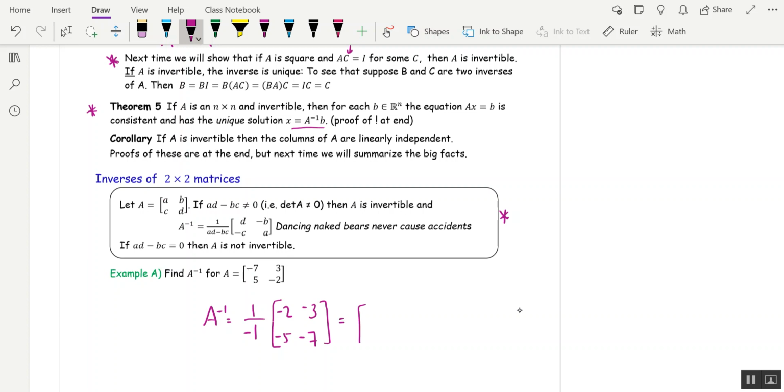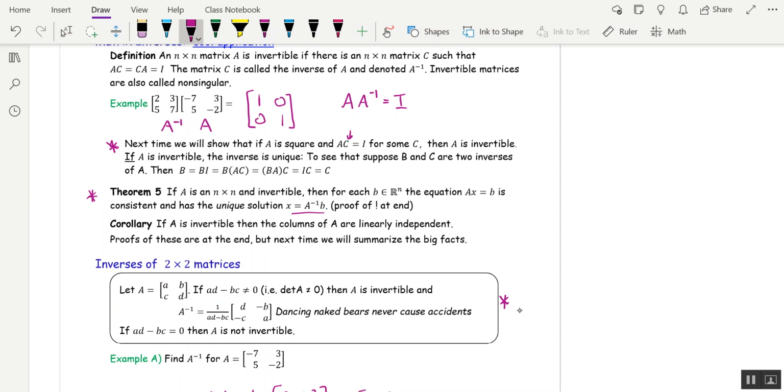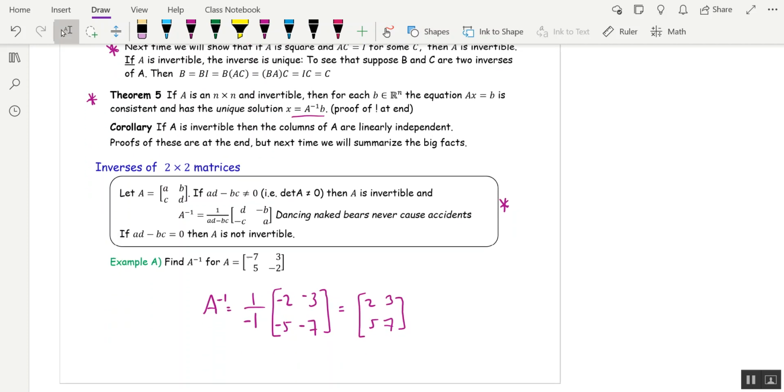And then we clean it up. 2, 3, 5, 7. No surprise there, because I don't know if you remember up here, 2, 3, 5, 7 was the matrix we multiplied this matrix A by to get the identity. And so this really was A inverse. I knew ahead that was A inverse.